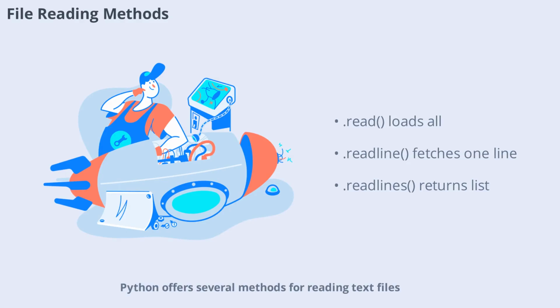Python offers several methods for reading text files. Read loads the entire file as a single string, readline fetches one line at a time, and readlines reads the file into a list of lines. In AI data processing, using readline or iterating over the file object avoids memory overload when handling massive datasets, while readlines risks crashing by loading everything at once.